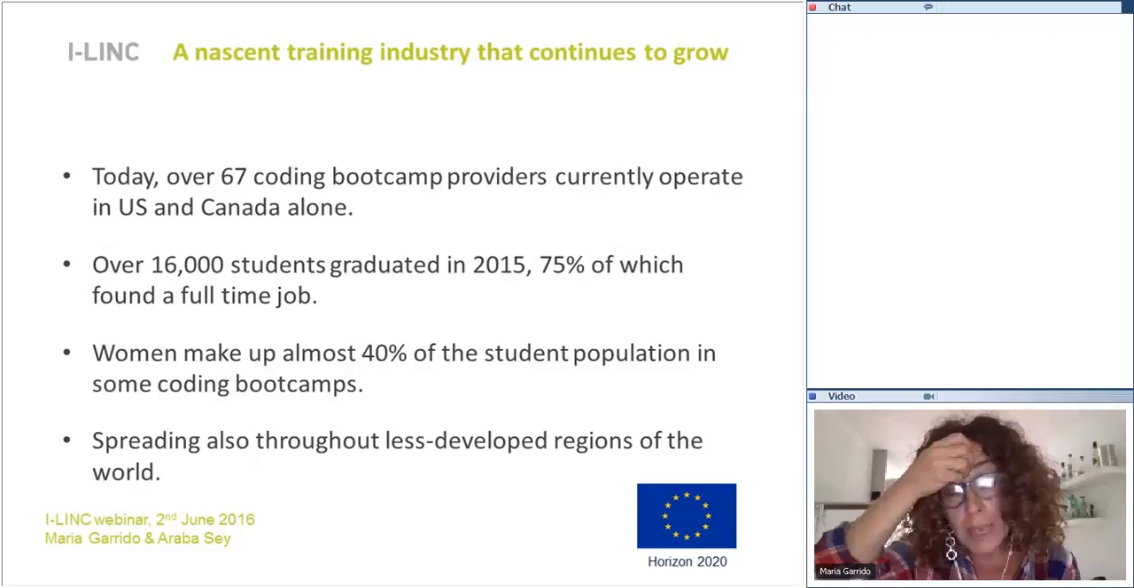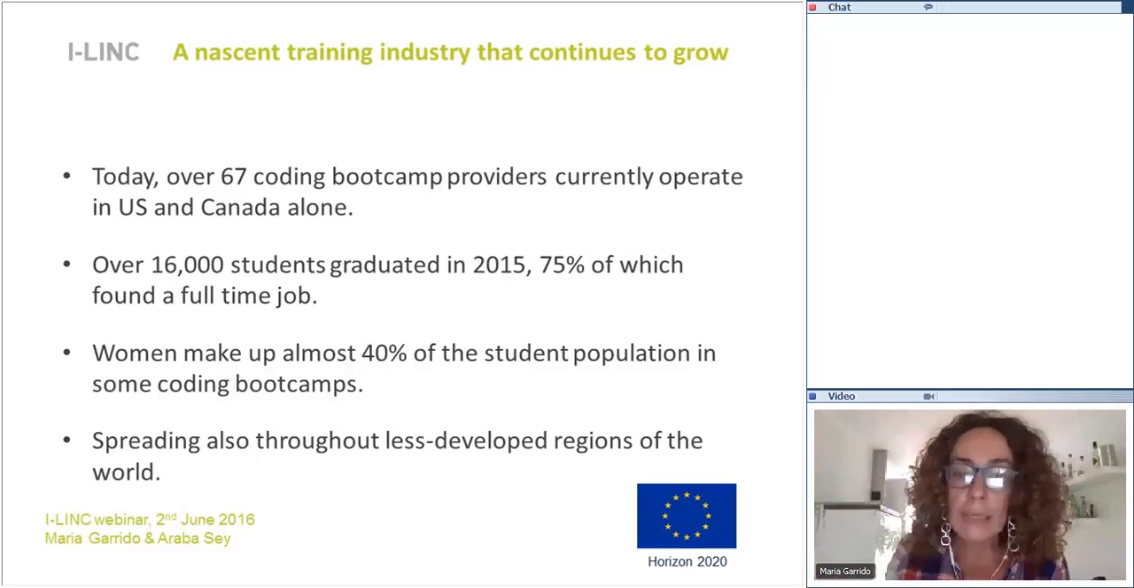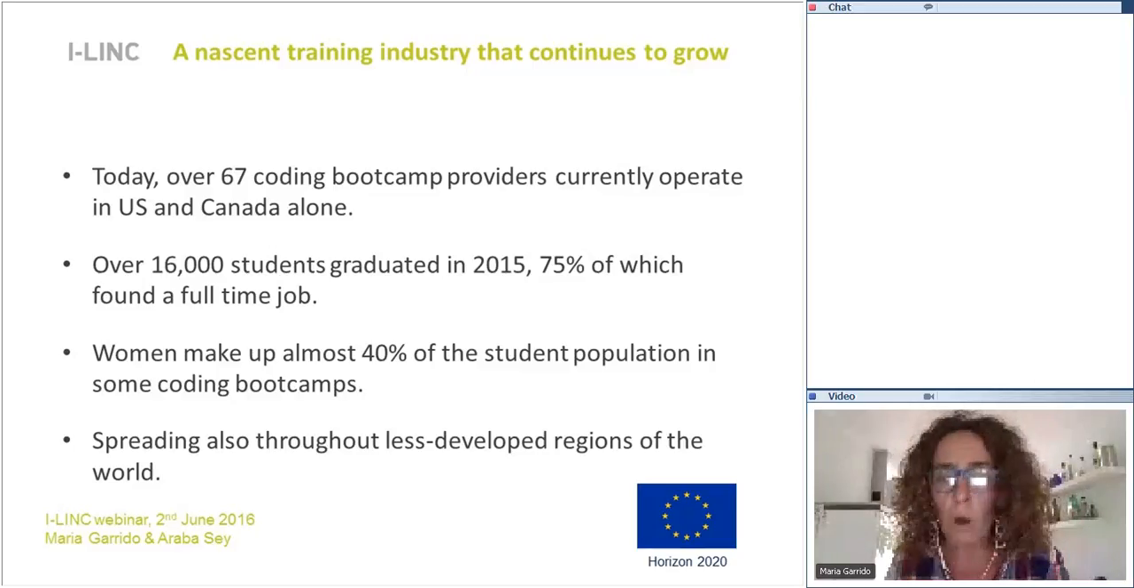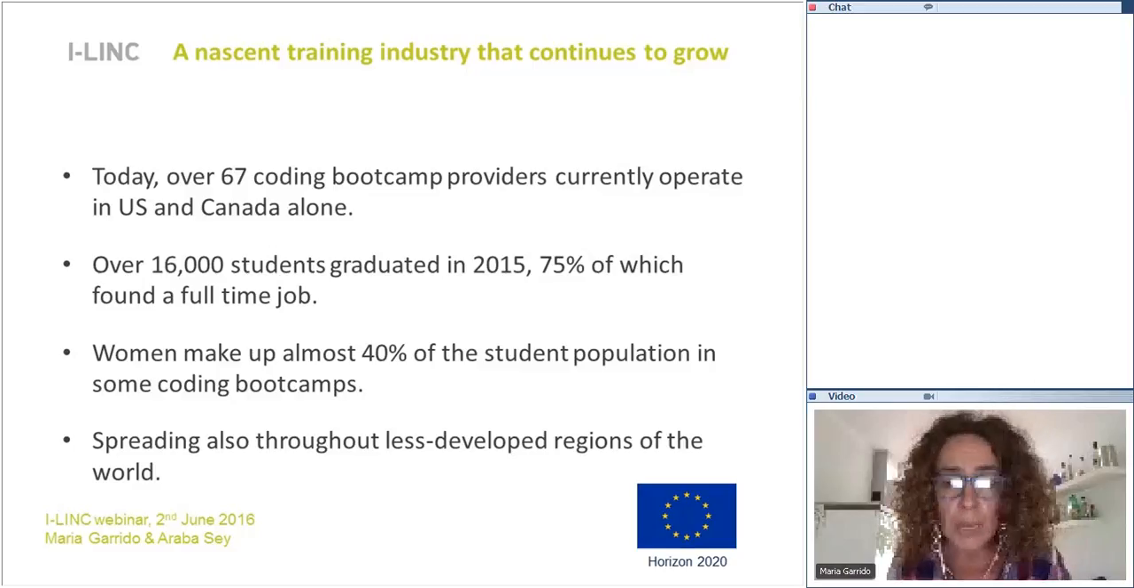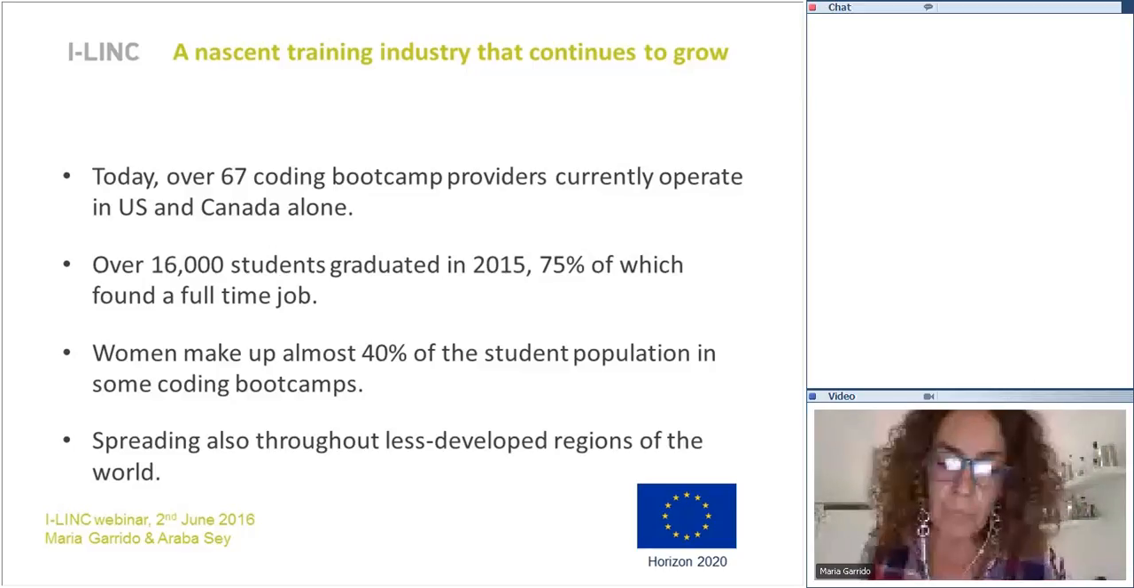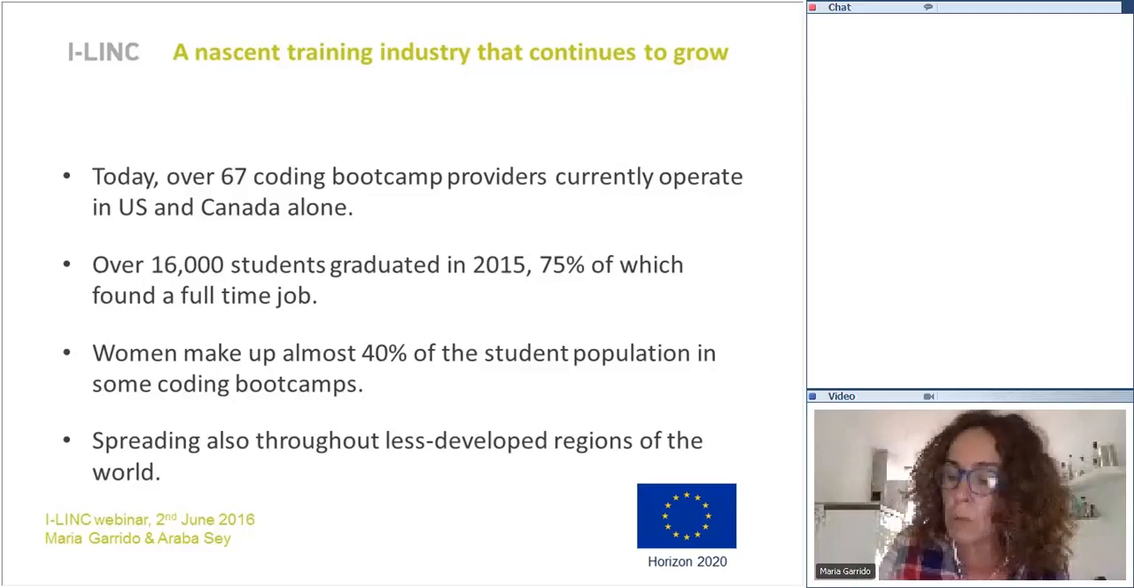Today, in the US, Europe, Australia and Canada, there are around 67 to 80 coding bootcamps. It's still difficult to measure because there's not a lot of documentation of the coding bootcamps that are around. In the US, at least, and in Canada, between 16,000 and 20,000 students have graduated. 75% of them have found a job, and please take these numbers with a grain of salt, because they are self-reported by the coding bootcamps themselves. There's no third-party checking on these numbers, and in some of these coding bootcamps, women make up almost 40% of the student population.